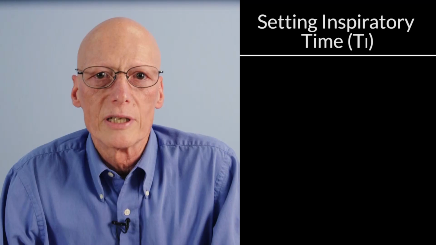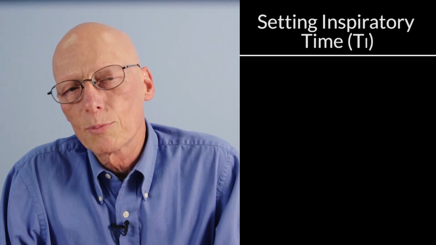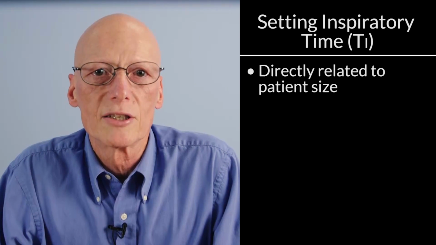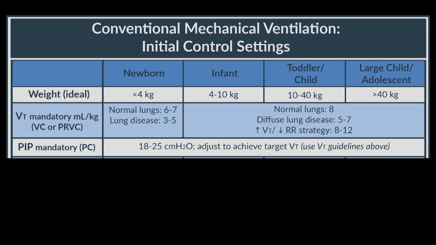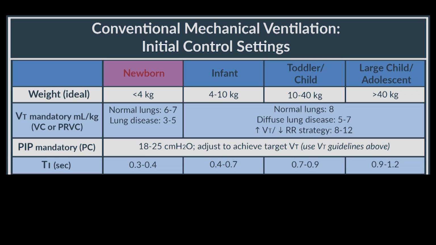When setting inspiratory time, it is going to be directly related to the patient's size. In our smallest patients, we may be choosing an inspiratory time as low as 0.3, 0.35 seconds, whereas in our large patients in adolescence, those time intervals might be in the order of 1 second or even 1.2 seconds.